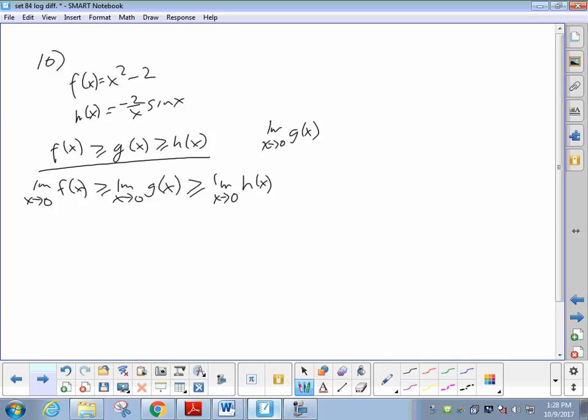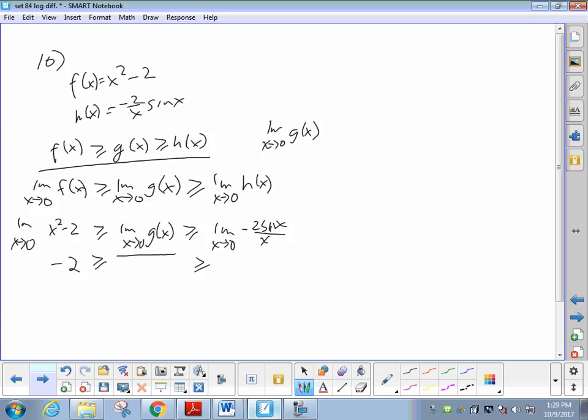Now, f of x is defined in their givens as x squared minus 2. The middle part I don't know, that's the question. And h of x is defined as negative 2 sine of x over x. Sweet. Let's say what it must be less than. What's the limit as x goes to 0 of x squared minus 2? Negative 2. So I know that my answer has to be less than or equal to negative 2.